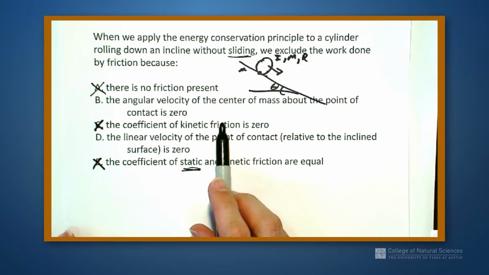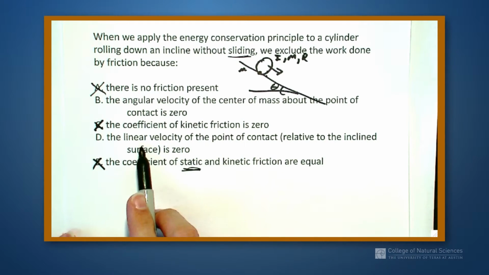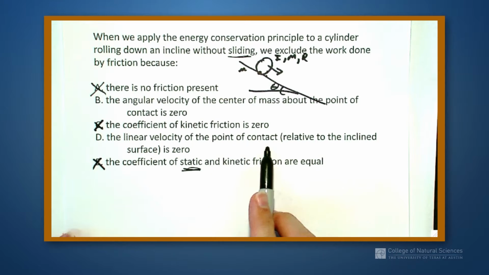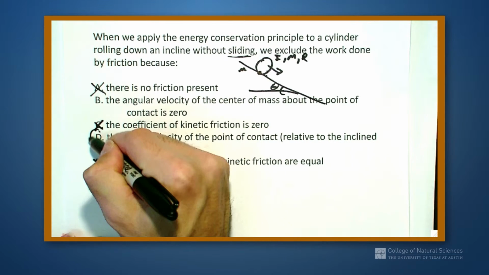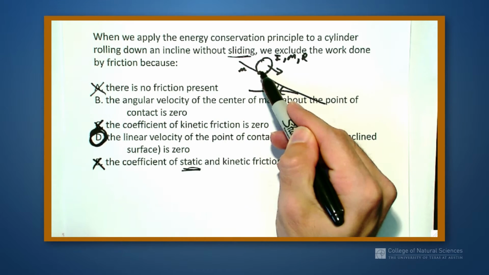The angular velocity of the center of mass about the point of contact is 0, or the linear velocity at the point of contact relative to the inclined surface is 0. The correct answer is D. And that's what we were saying, is we're saying that this point right here does not slide.